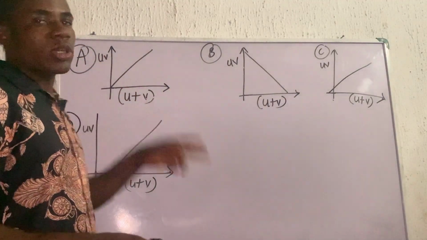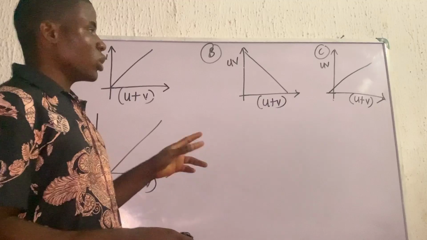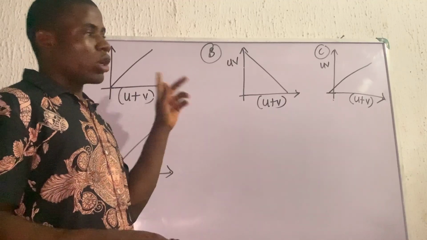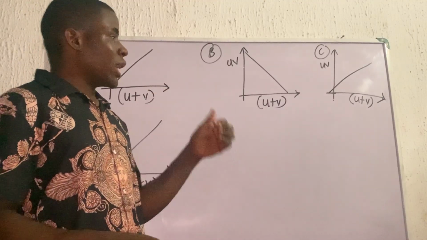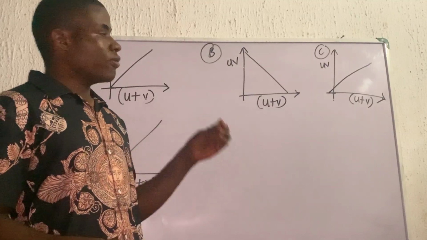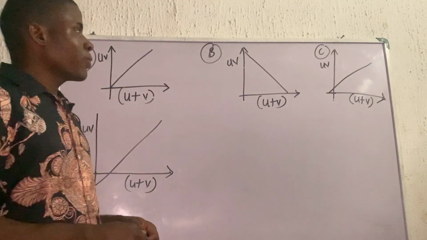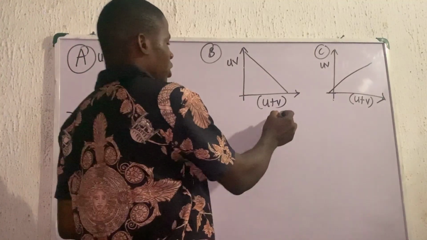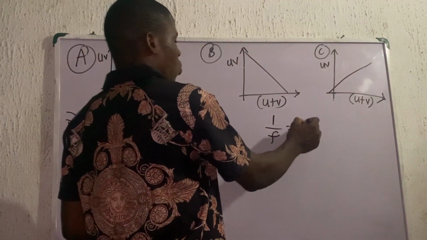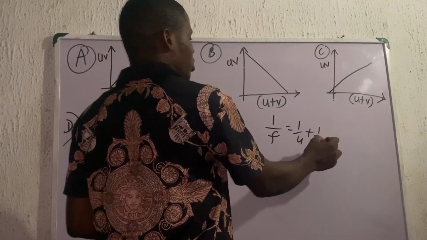Keeping UV, that's plotting UV against U plus V, which of the options is correct? Now U means object distance, V means image distance. So we all know that the lens formula is of this order: 1 over F is equal to 1 over U plus 1 over V.